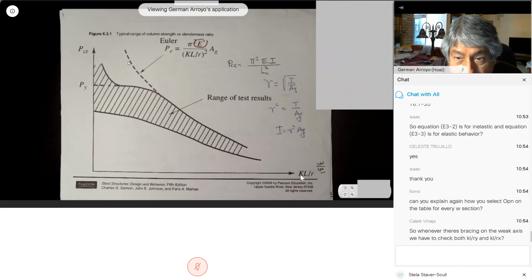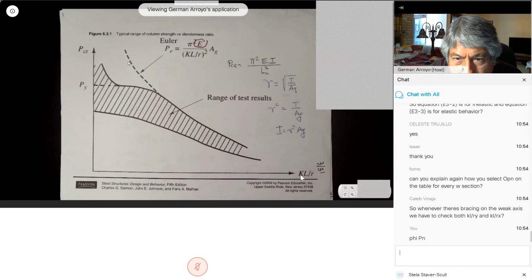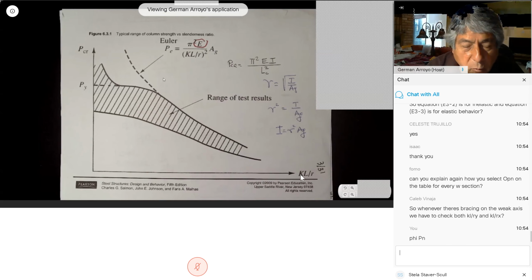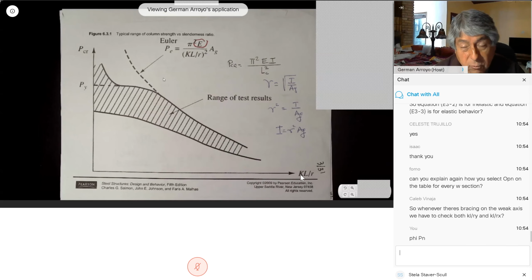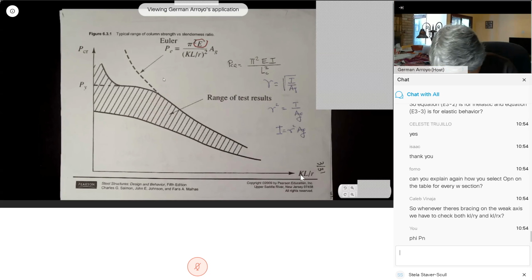Can you explain again how you select on the table for every other section? Raising on the weak axis, we have to check. Well, I'm going to answer the first question that is the most difficult one, but just in case, whenever we have braces, we have to check both KL over Rx and KL over Ry. And the reason is that in front of you, the strong axis was controlling. So I'm going to go to the table in chapter 4.